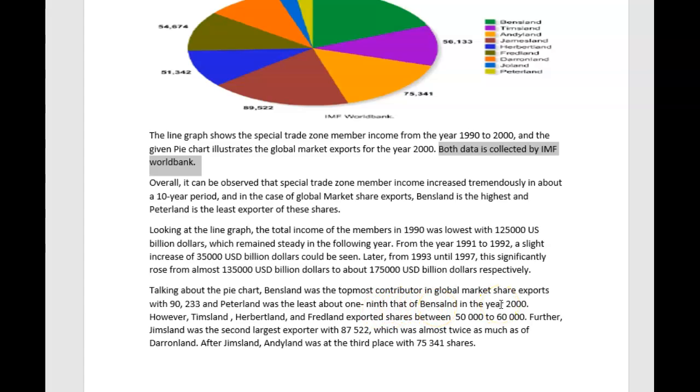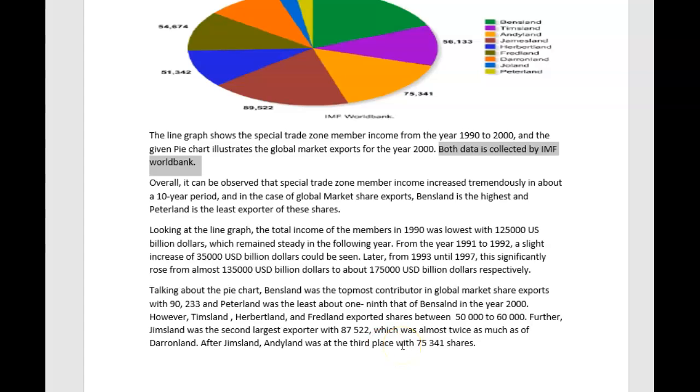Okay, in the year 2000. However, Timsland, Herbertland, and Fredland exported shares between this and this. Okay, between this and this, not between this to this. Okay, you needed an and here. Furthermore, not further. Timsland was the second largest exporter with this, which was almost twice as much as that, you need that here, of Darrenland. After Jimsland, Anderland was at the third place with 75.